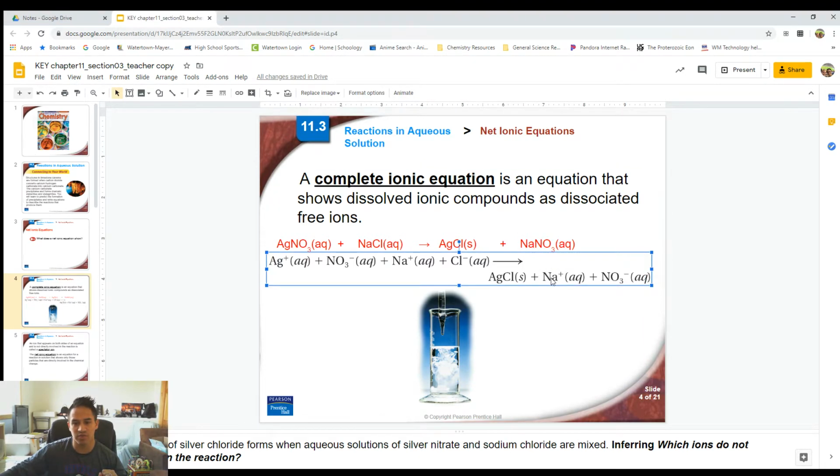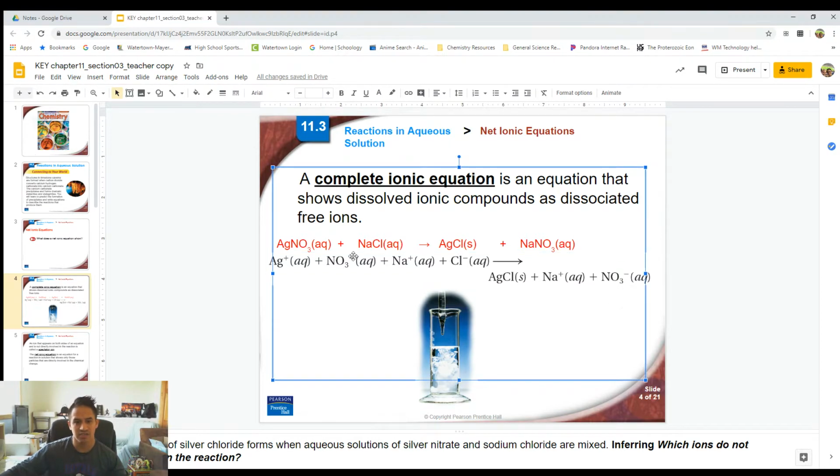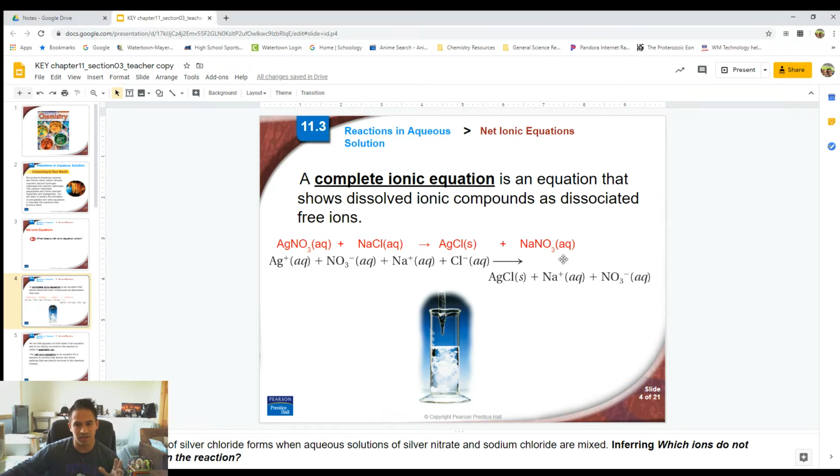So we'll see that the sodium ions and the nitrate ions are again written separately. Okay, so this is what we call a complete ionic equation. It's where we take our regular reaction and we break all of the ions apart that we can, that are aqueous, and anything that is not aqueous we keep together so that we can see every little piece of stuff in this whole reaction.